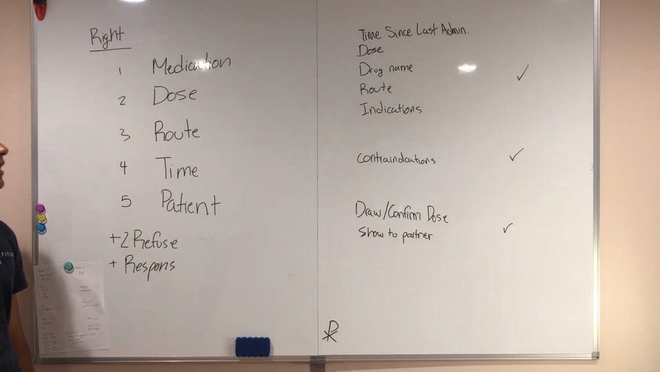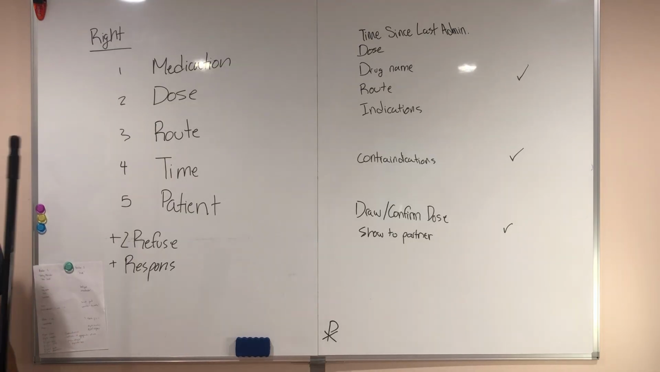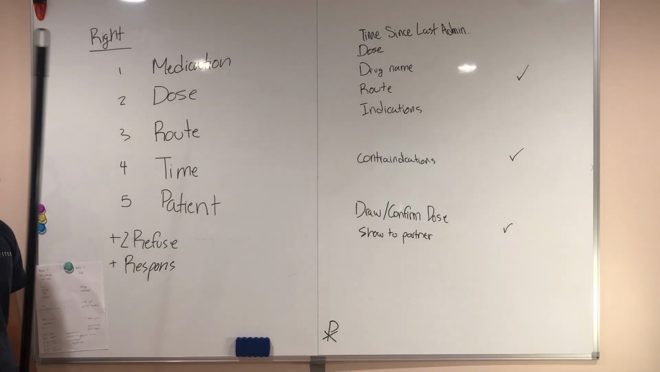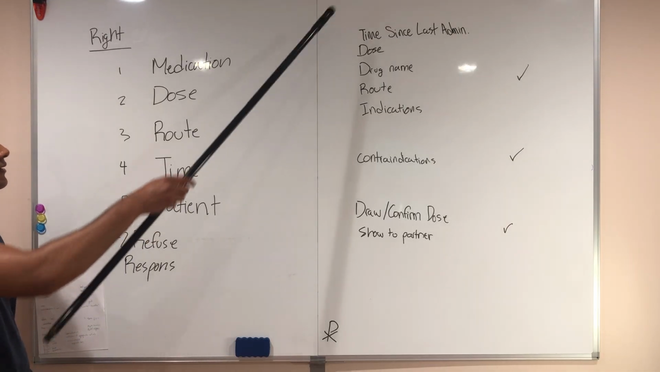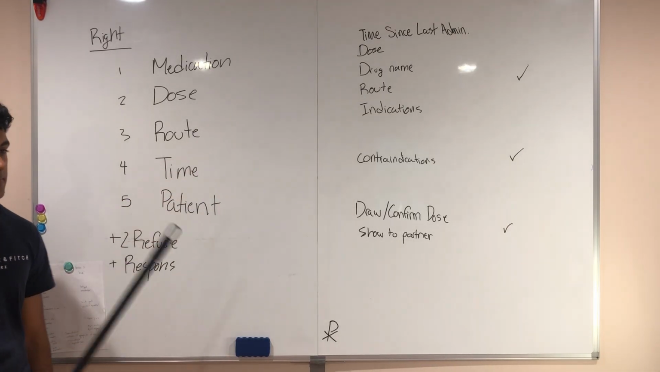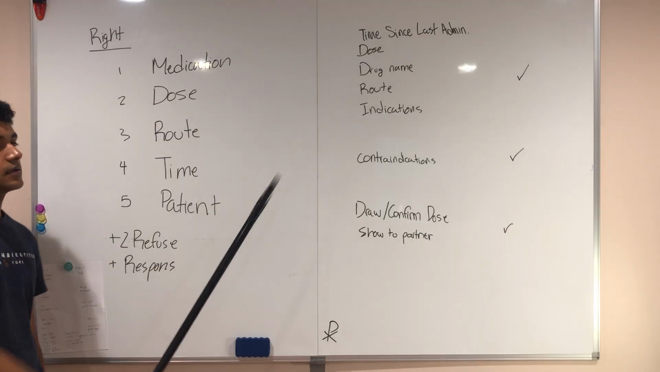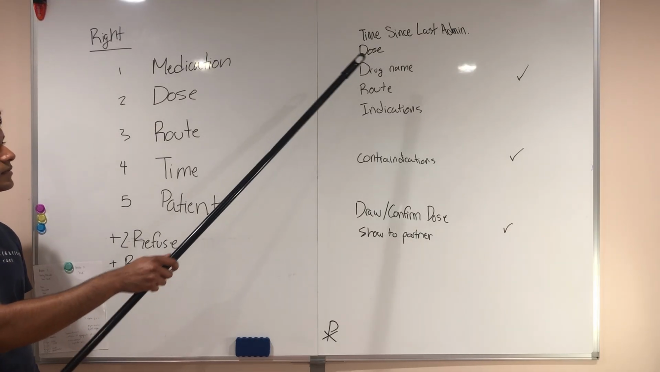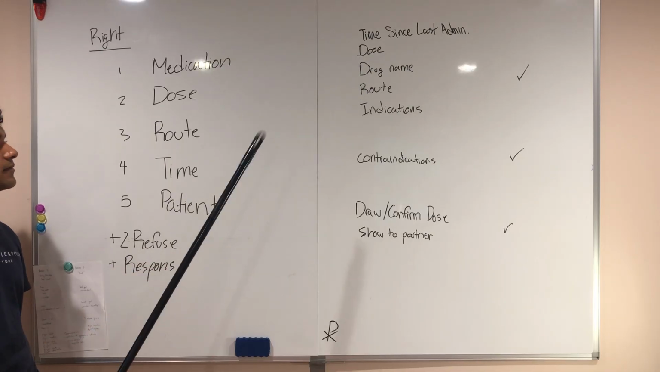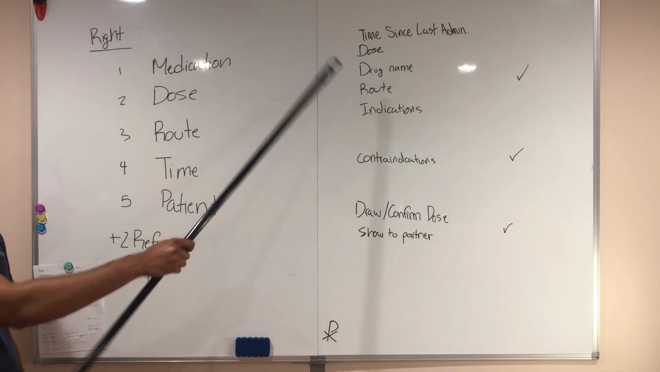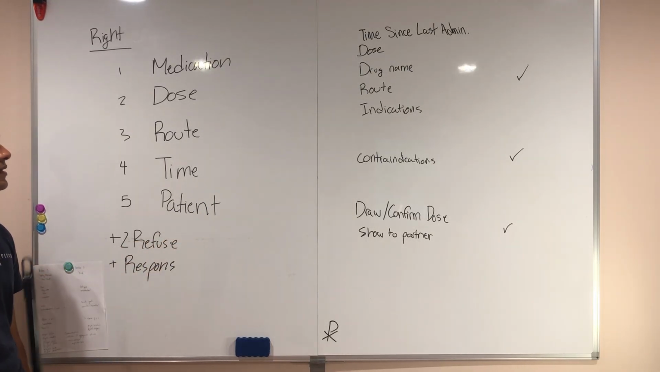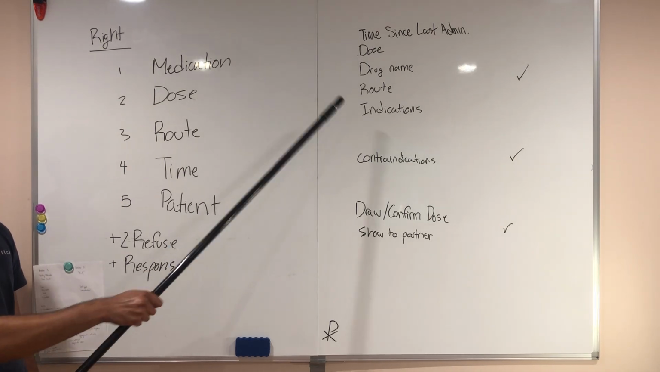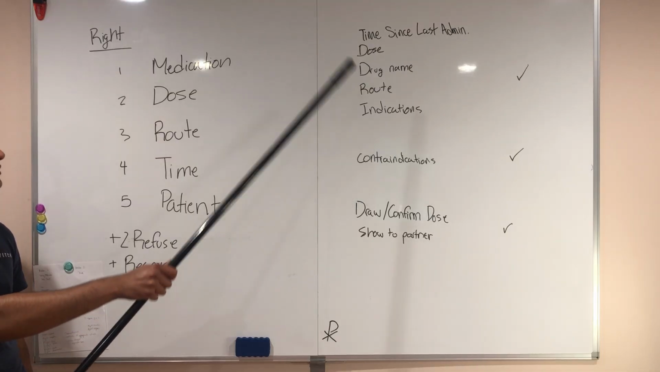You're like, okay, I want to administer epinephrine, or I want to administer like aspirin. What's the dose? 324 milligrams. The route is like chewable tablets, oral, 324 milligrams in 4 tablets. Drug name, aspirin, indications, chest pain, and no sensitivity or allergies. Well, actually, that's the next part.